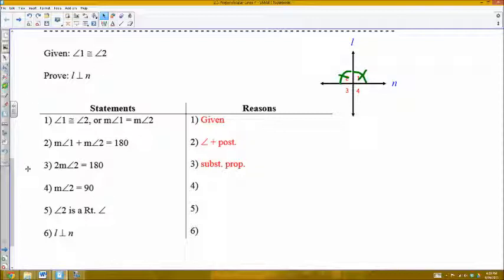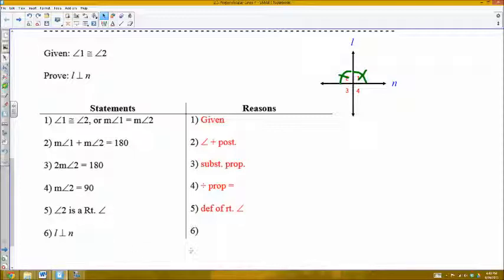The next step, I'm taking that 2 from equation 3, and I'm dividing both sides of that equation by 2, so that I get just the measure of angle 2 equals 90. That's using the division property of equality. And once I know the measure of angle 2 equals 90, that is by definition a right angle. An angle which measures 90 degrees is the definition of a right angle.